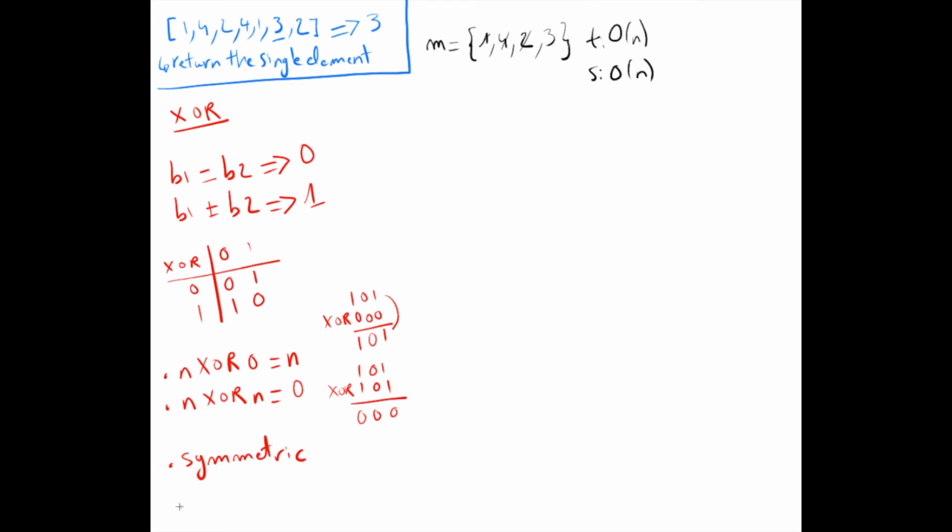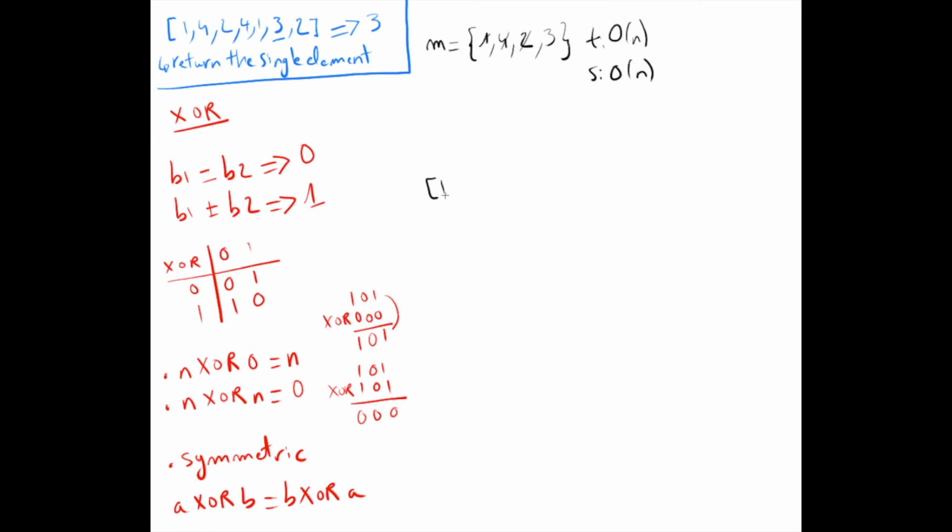What does it mean? It means that if we do A XOR B, it is equal to B XOR A. So we can apply the XOR operator in whatever order we want, and we're always going to have the same result. So now let's come back to our initial example.